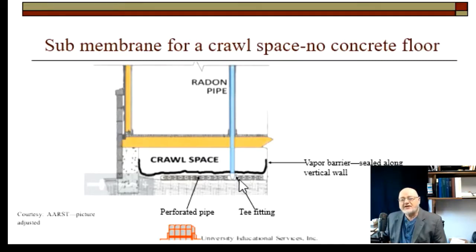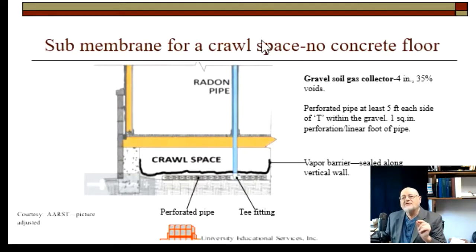There'll be a T, as indicated here, and some perforated pipe that you can put here. And of course, a vapor barrier, or sometimes called, excuse me, the membrane, to trap the gas. And remember, the goal is we want to trap the gas within that plenum. So let's take a close look here. You'll notice the vapor barrier is sealed along the vertical wall. And let's go to the first case, and that is where you have a gravel for a soil gas collector. So I'm going to look at 2 possibilities here.